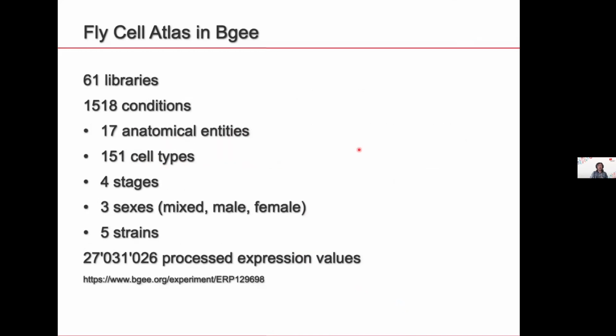And for this, we curated 1,500 conditions. And in the end, we have 27 million processed expression values that again you can get from the experiment page of Bgee.